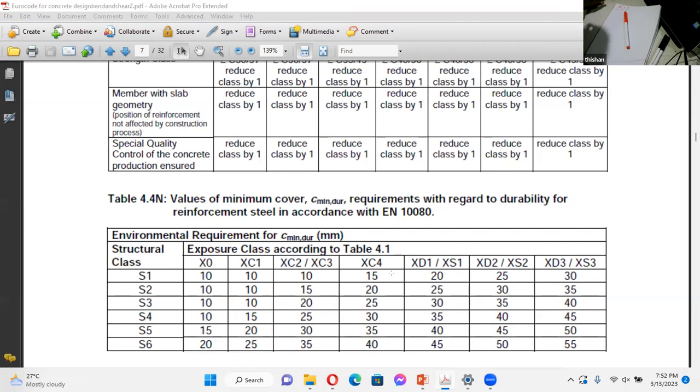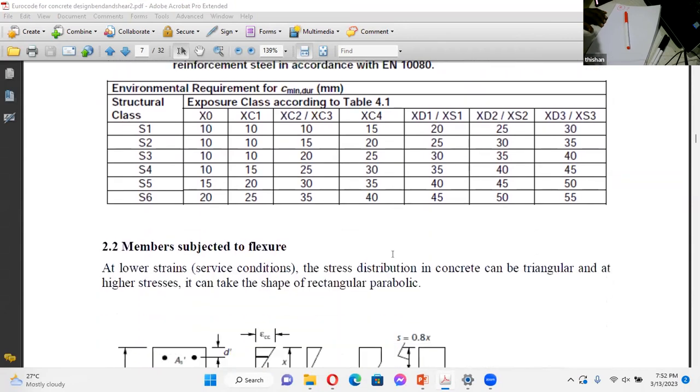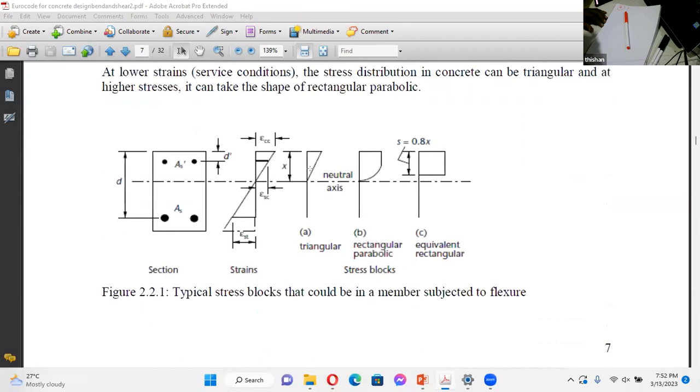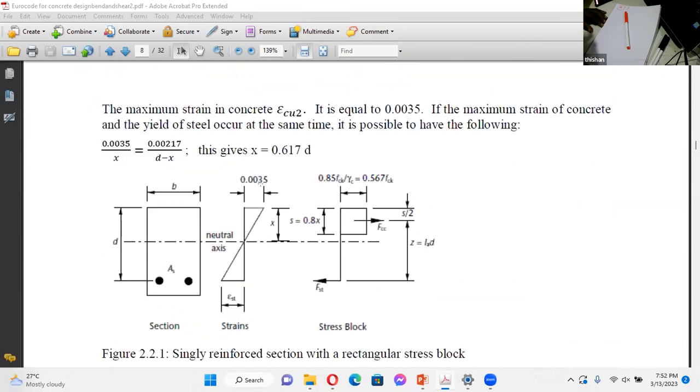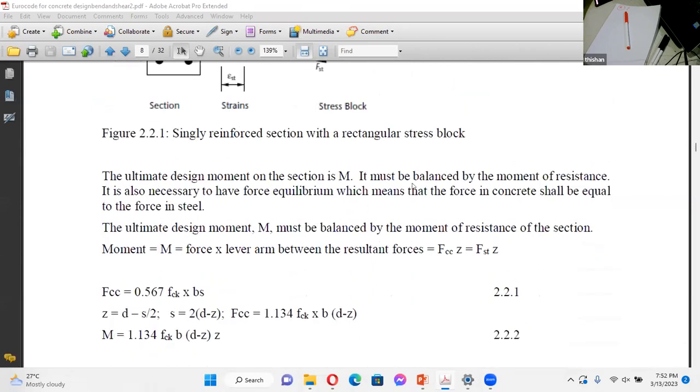So we'll come to that later when we want to get the real cover for an actual situation. So we'll come back to this later. But this is the theory that I've been explaining. And you can see S is equal to 0.8 times X. And you can also see 0.00035 and the maximum strain here. And 0.567 FCK also can be seen.